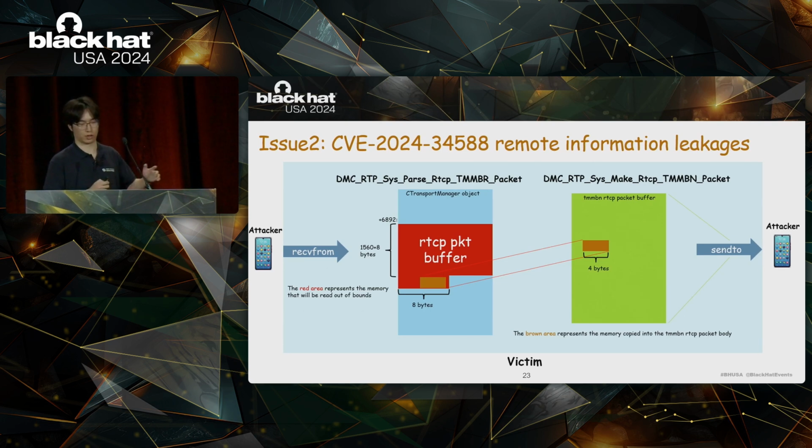This picture shows the process of the information leak in more detail. After packet crafting, the TMMBR packet can be anywhere within the RTCP packet buffer in the red color zone. Then the 4 bytes just following the TMMBR packet will be leaked. The 8 bytes in the figure indicate a pointer, which I will introduce later.